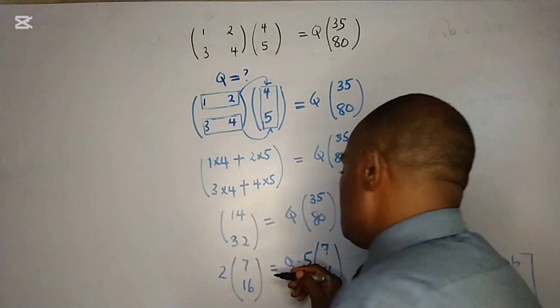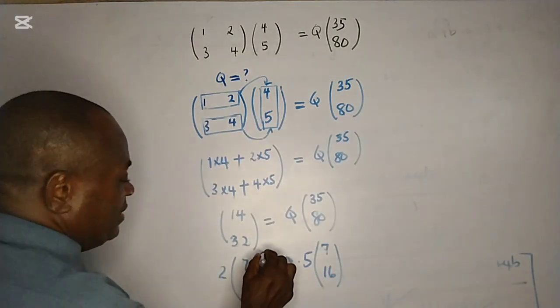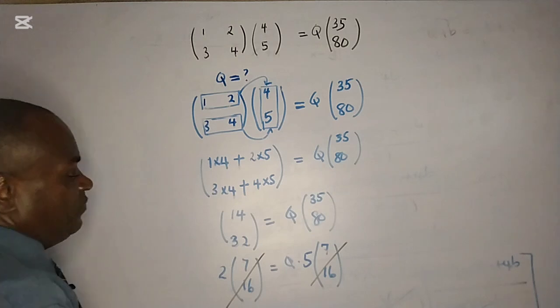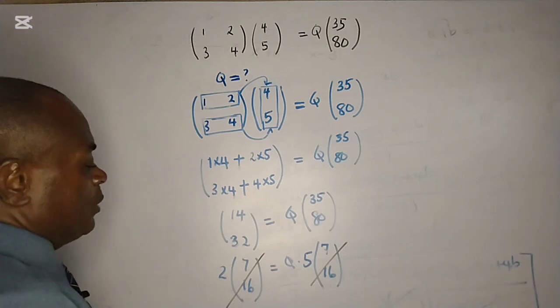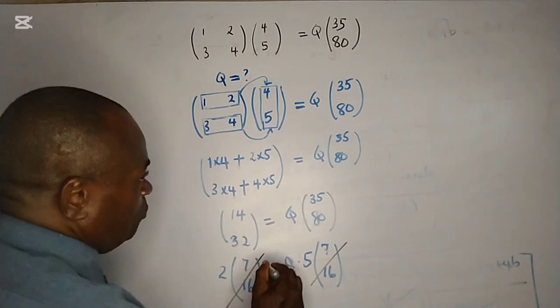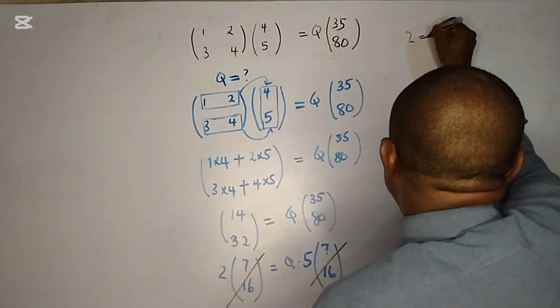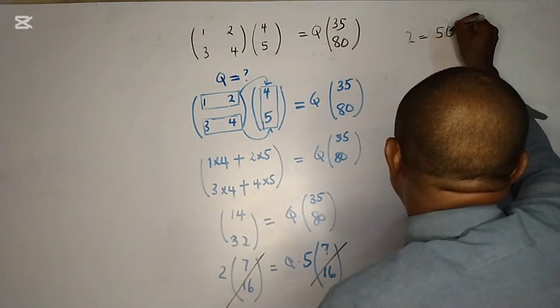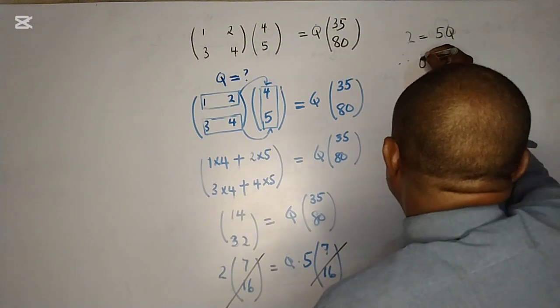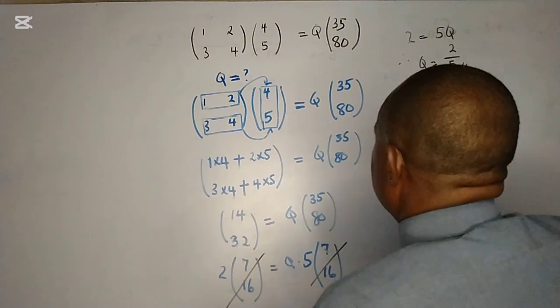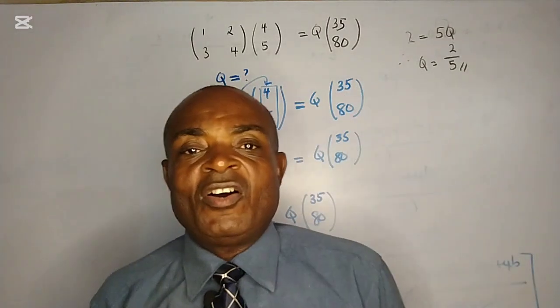These 2 column matrices at both sides have the same elements, so they can divide through, and then there we go. So we are now left with 2 equals 5Q. Therefore, our Q is equal to 2 over 5. So that produces the value of Q.